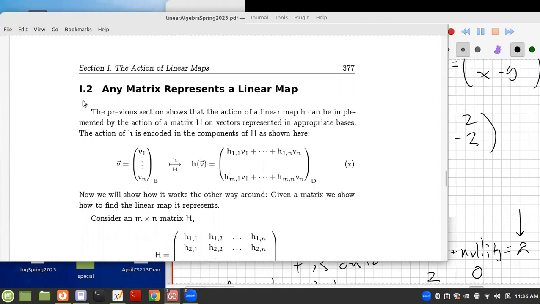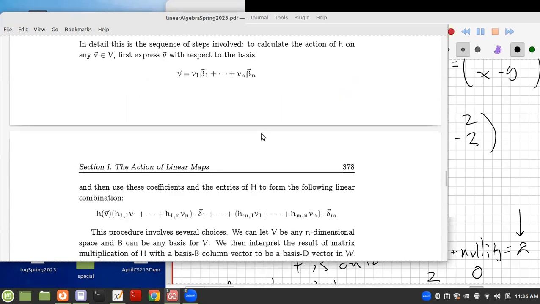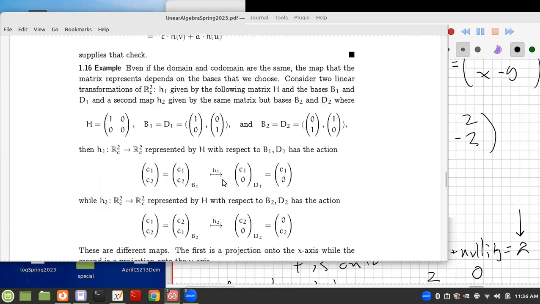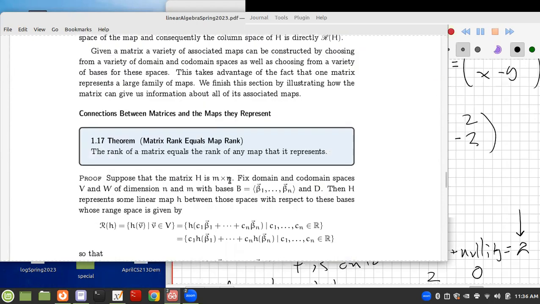And this goes the other way. It shows that, as we just did, any matrix represents a linear map. We will show that too. But I wanted to get to this thing, the linear map of a matrix. Okay, here's the theorem I want to get to.